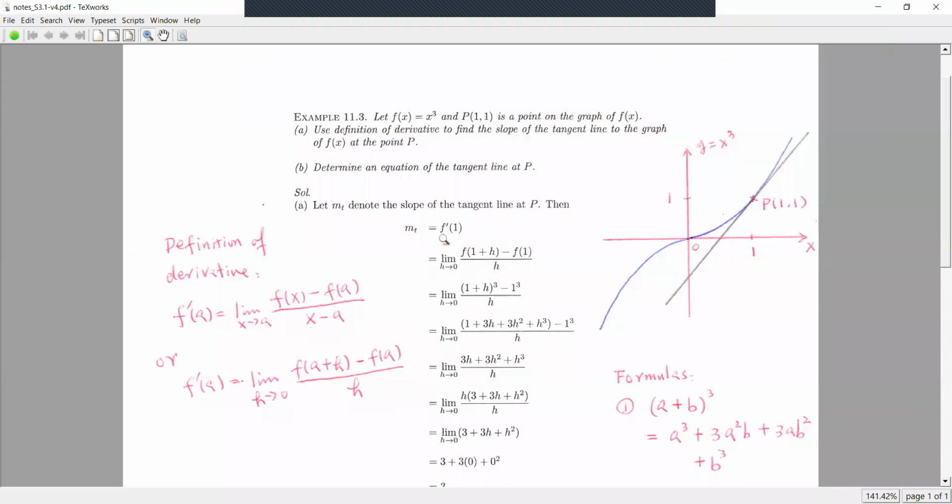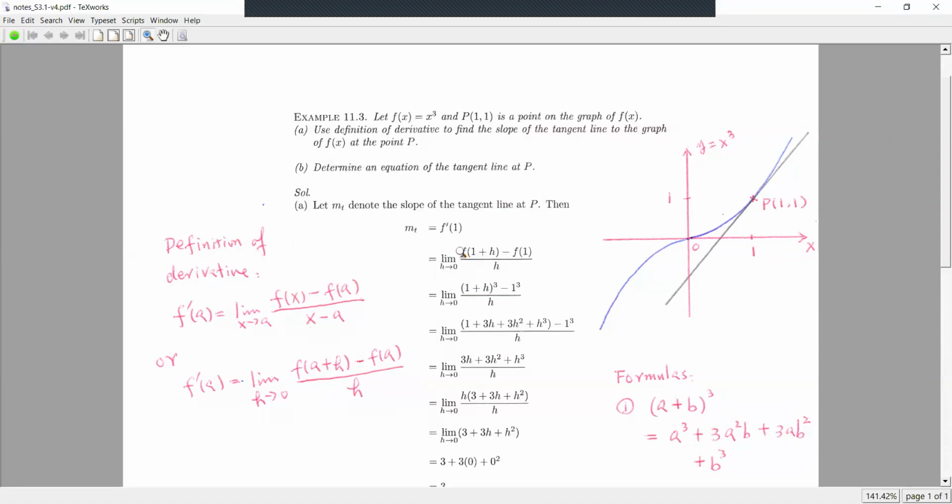To find this limit, we have two formulas. Which formula is better? That depends on the function f. For the function x to the third, I choose the second formula to compute this derivative. By the formula, this derivative is equal to this limit, where a is 1.